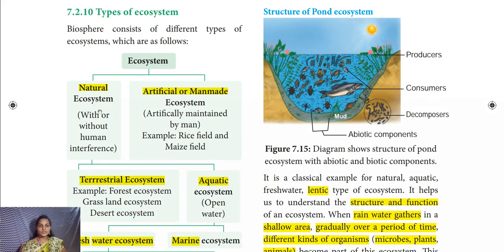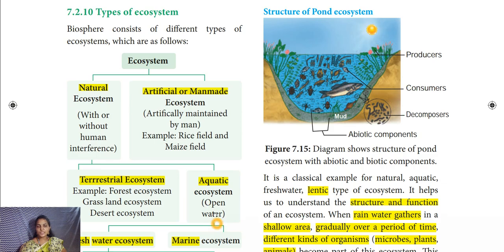So under this natural ecosystem, we have terrestrial ecosystem and aquatic ecosystem. So what is terrestrial? It's nothing but land. Okay, so which ecosystems come under this terrestrial? Forest ecosystem, grassland ecosystem, desert ecosystem. So these are the ecosystems that come under terrestrial ecosystem. Okay. An aquatic ecosystem is nothing but water. Aquatic means water, right? So open water.